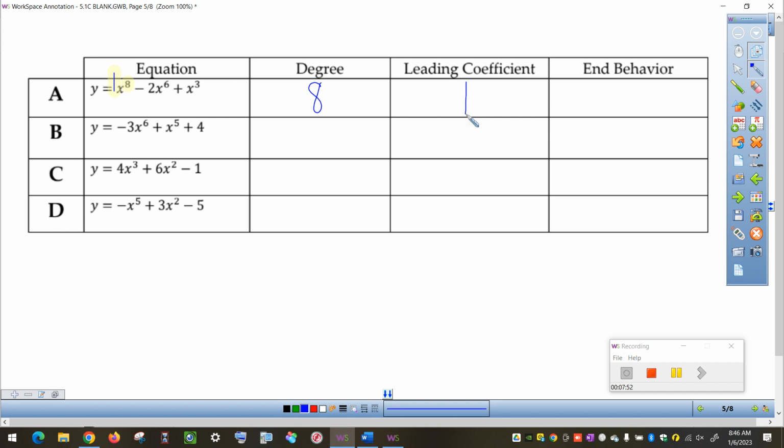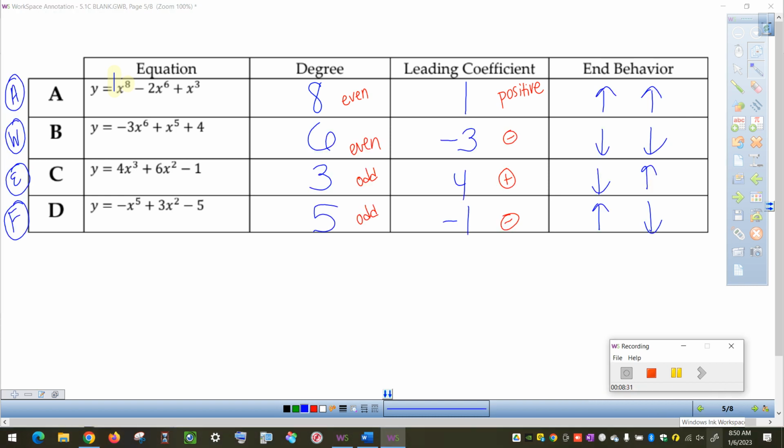Something I also like to do to help me figure out the end behavior is to categorize these. I'm going to notice that my degree is even, and that my leading coefficient is positive. Then I'm going to look back at my chart and figure out which one it is. When it says end behavior in the last column, you can either do the arrows or use the words up and down, wherever that might apply. I'm going to give you a little bit of time to finish equation A, and then try the next 3.